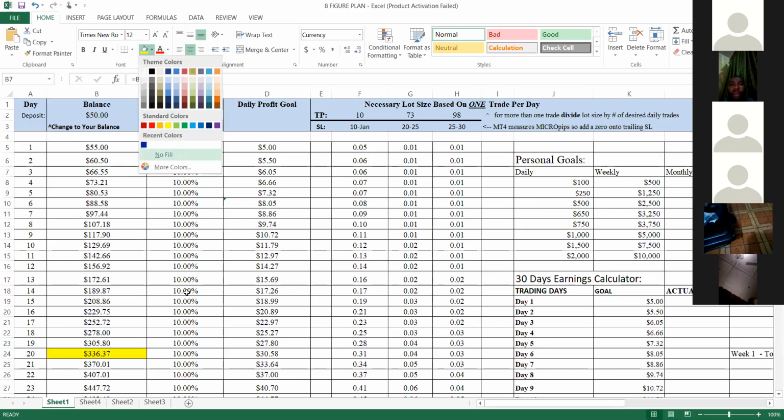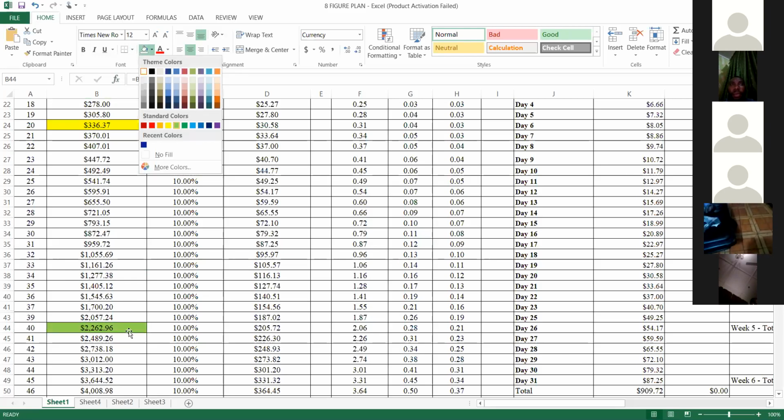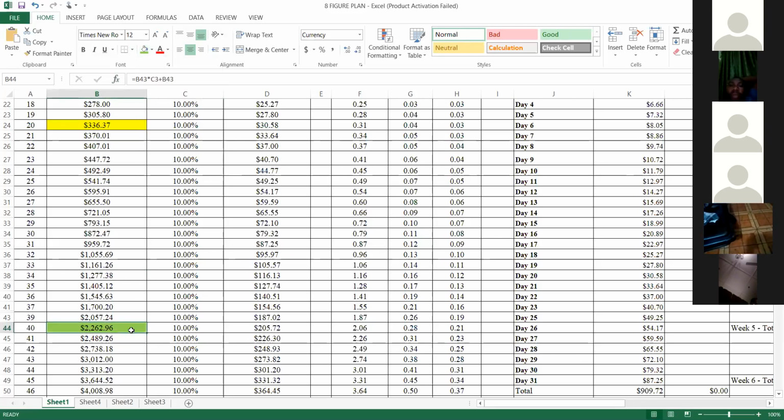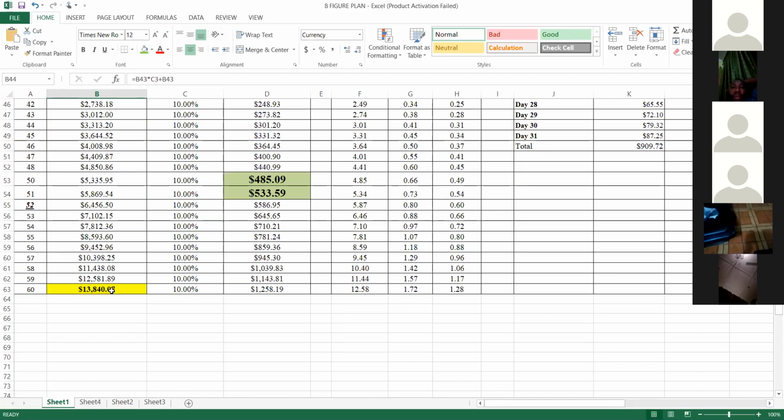Now, in 2 months, that's 40 days, we expect that our balance will be 2,000. We are just doing the same thing every day, 10 pips every day. And in 3 months, 60 days, we expect that it will be 13,000. So that's what we want to start with. We are not going to rush this.